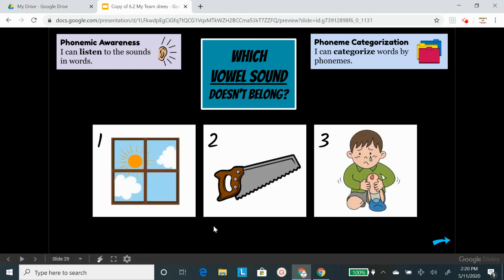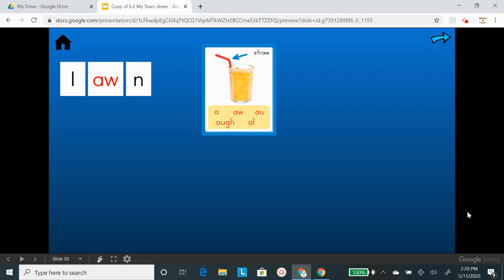Last one. Day, saw, pain. That ah doesn't belong in saw. These both had an A. Day, pain. Good job. Let's look at some of our aw words that we have this week.